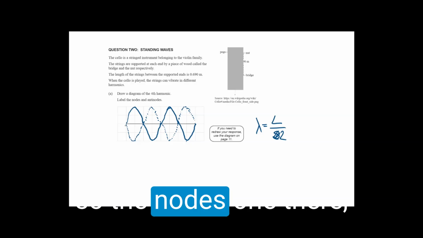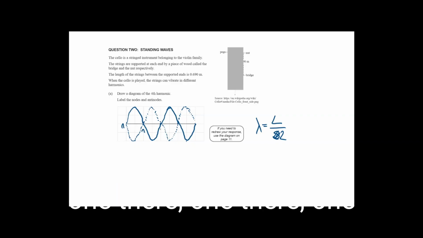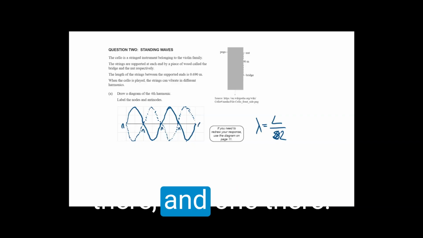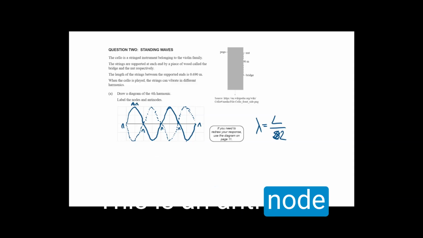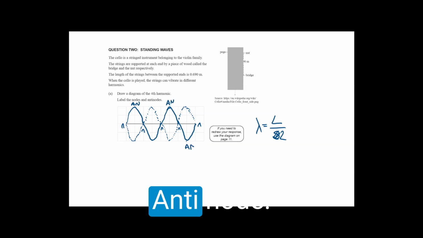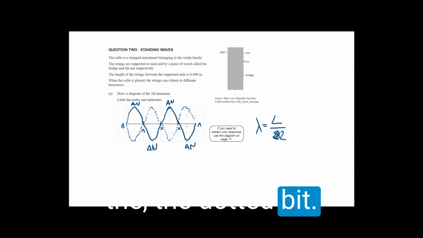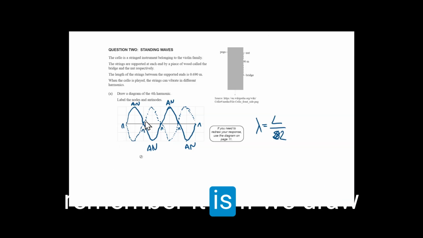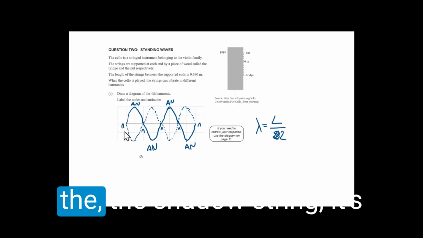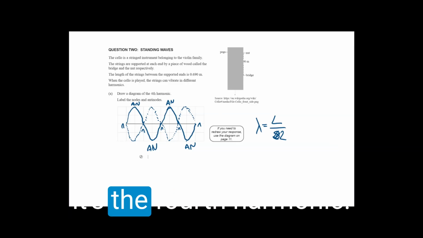So the nodes: one there, one there, one there, one there, and one there. The nodes are the bits where it doesn't actually move. This is an antinode here, antinode here, antinode, antinode, and we're just ignoring the dotted bit. That's how we do the fourth harmonic. A way to remember it is if we draw the shadow string, it's going to have 4 humps. That's the way to remember that it's the fourth harmonic.